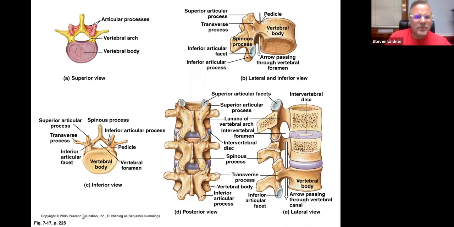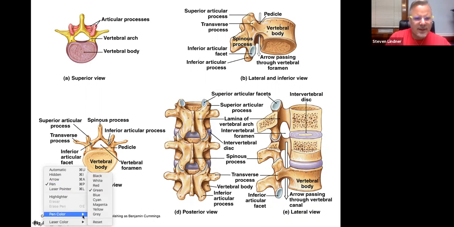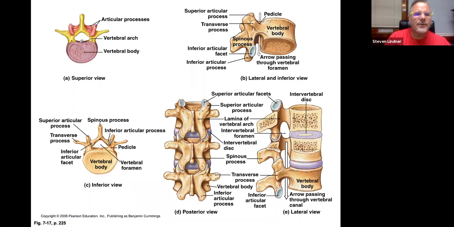All right, so let's take a look and review some of these structures again. Let's make this red. So here's the vertebral body on the top. Here's the vertebral foramen where the spinal cord travels. This is the spinous process. This is the transverse process. Again, on the bottom, vertebral body, vertebral foramen, spinous process, transverse process.